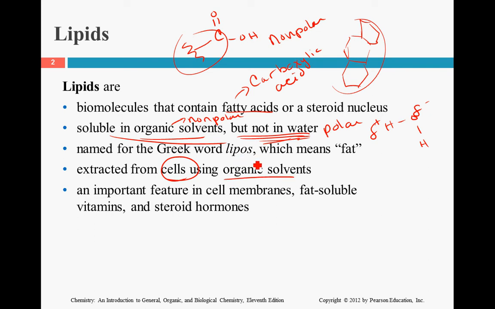The word lipids comes from the Greek word lipos, which translates as fat, and they're very important for multiple reasons. An extremely important part is the fact that cell membranes, including the cells in our bodies, are made of these lipids. They are also important for fat-soluble vitamins and steroid hormones.